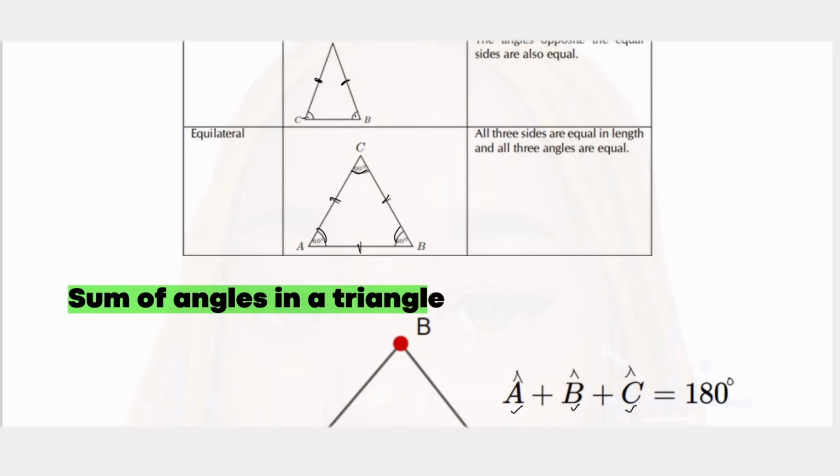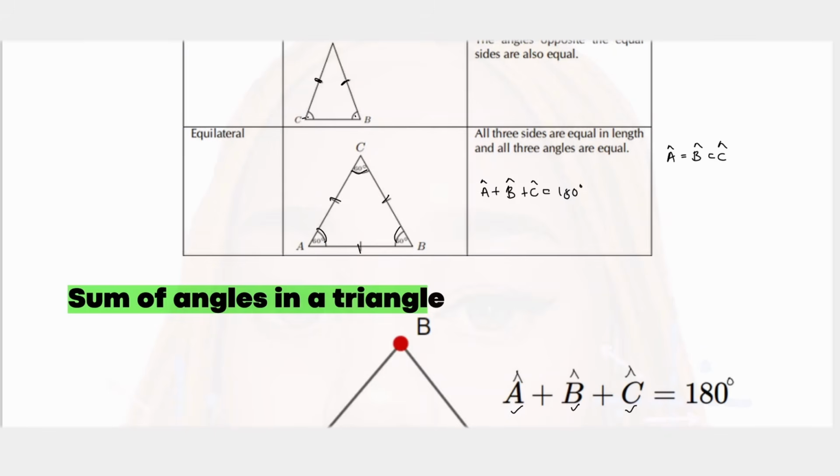Is equal to 180. So we know that angle A plus angle B plus angle C is going to be equal to 180 degrees. But from this, what do we know? We know that with an equilateral triangle, all angles are equal to each other. So angle A is equal to angle B is equal to angle C.